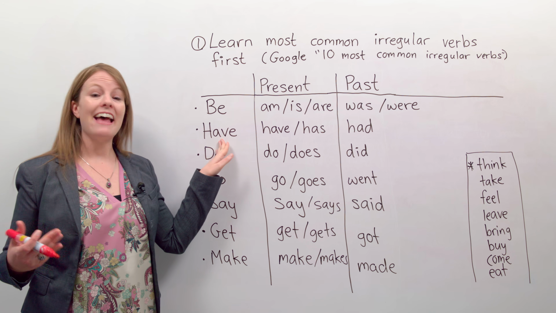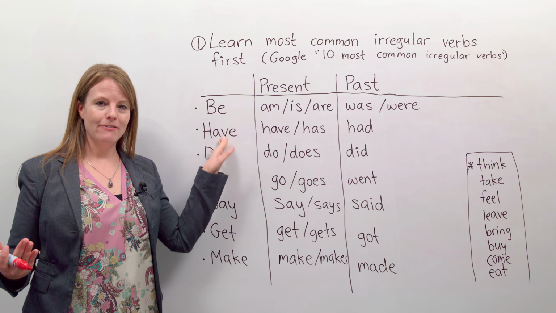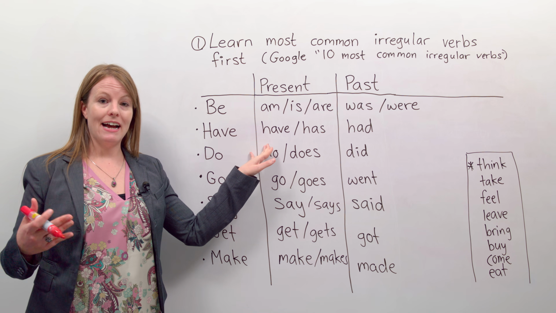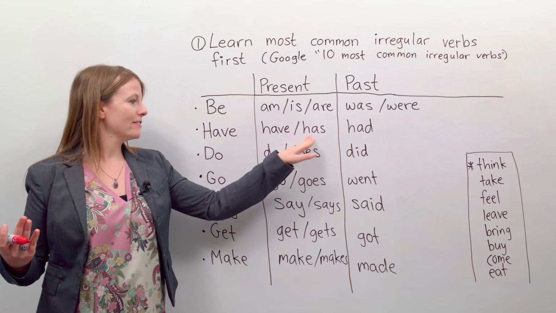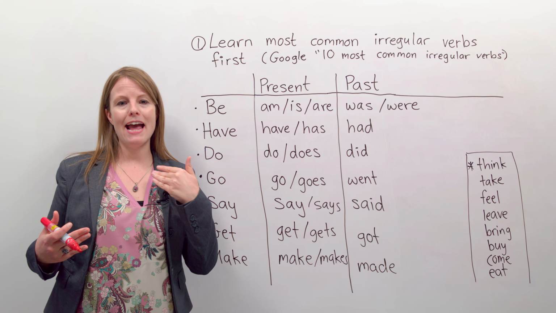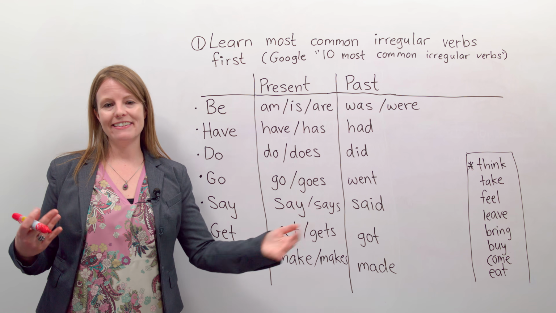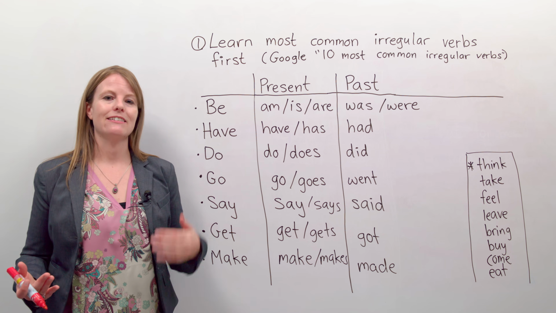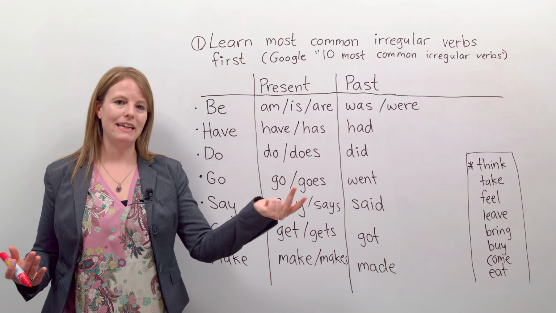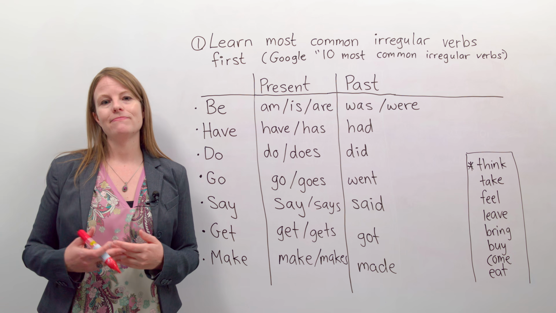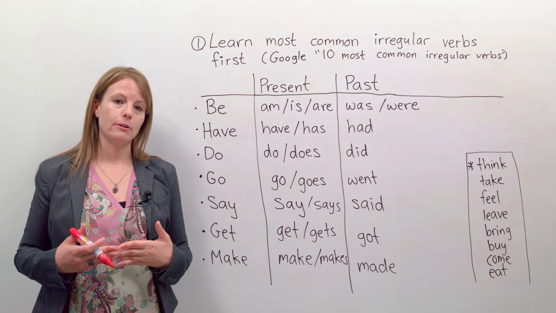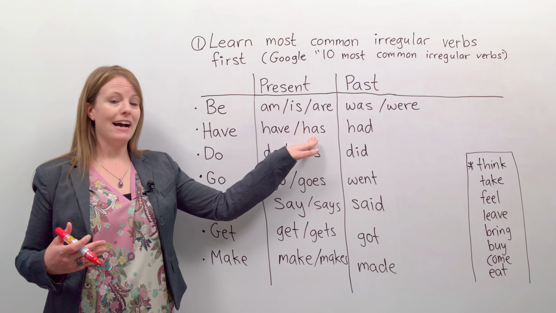Most of you probably know the be verb. The next one after that is have. Have in the present form becomes has or have. So I have, she has. It depends on the subject. If we're talking about he, they, we, you, it might change the verb. So we have or has.